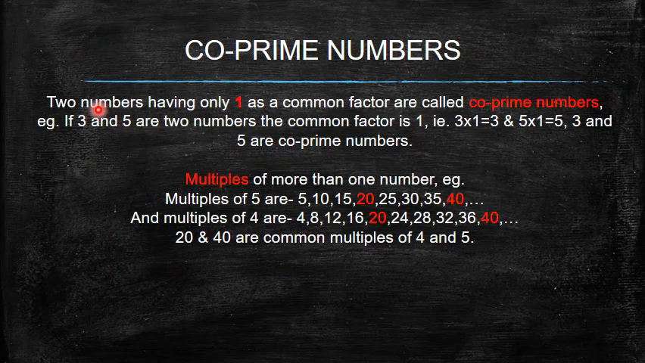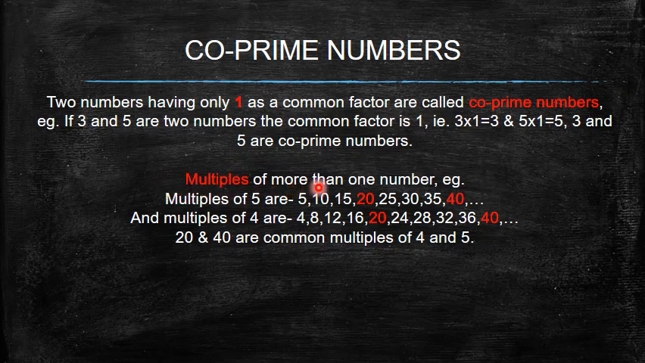Coprime numbers. Two numbers having only one as a common factor are called coprime numbers. If 3 and 5, for example, are two numbers, the common factor in these two numbers is 1. As we see, 3 multiplied by 1 gives 3 and 5 ones are 5. 3 and 5 are not divisible by each other. Therefore, 3 and 5 become coprime numbers.